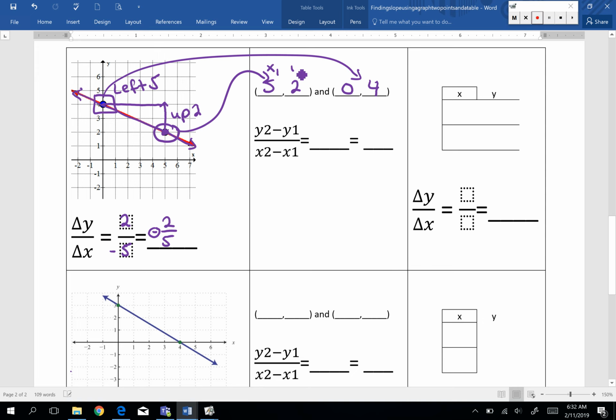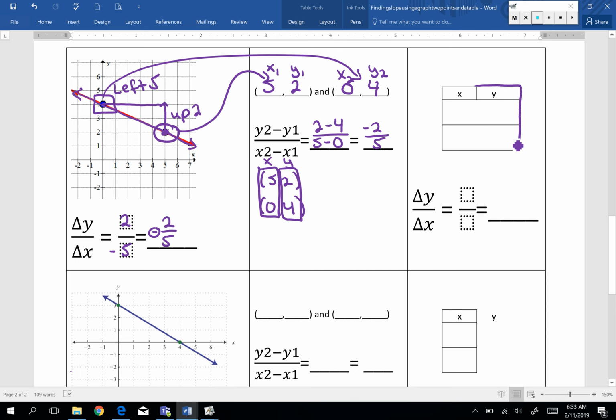It's often helpful to label them with X's and Y's. You can also, once again, stack them. The ones that line up are the ones that should be subtracted. My Y values are 2 minus 4. My X values are 5 minus 0. 2 minus 4 is negative 2. 5 minus 0 is 5. We cannot simplify 2/5.